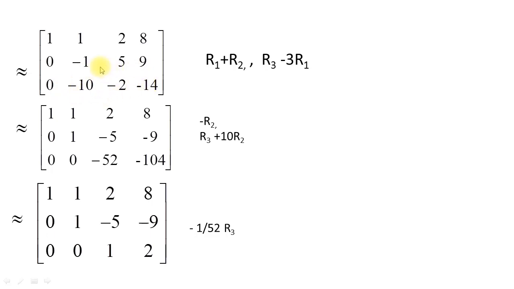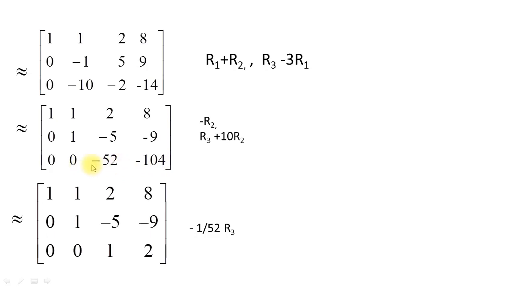Now multiplying this second row by minus 1, so 0 1 minus 5 minus 9, and now multiplying the second row by 10 and adding the result to R3. 10 times R2 added to R3. But first of all, multiplying the second row by minus 1. This row contains the entries 0 1 minus 5 and minus 9, and then 10 times R2 added to R3. We obtain 0 0 minus 52 minus 104.